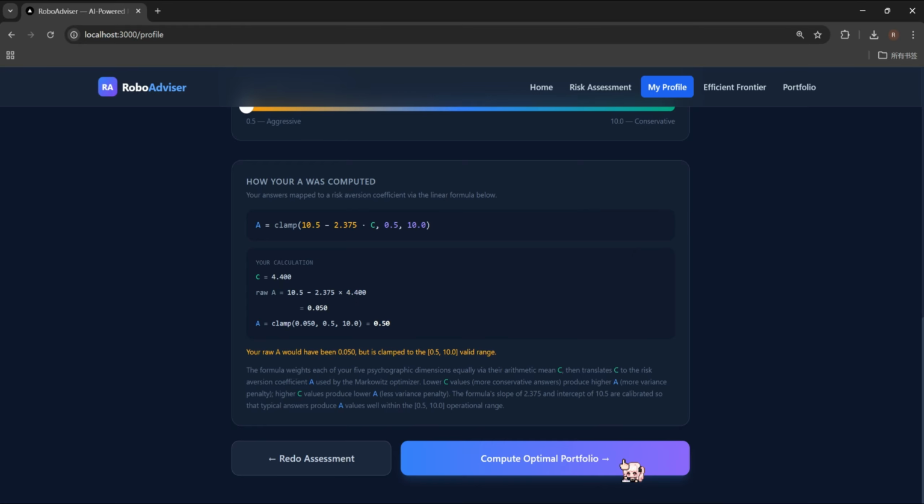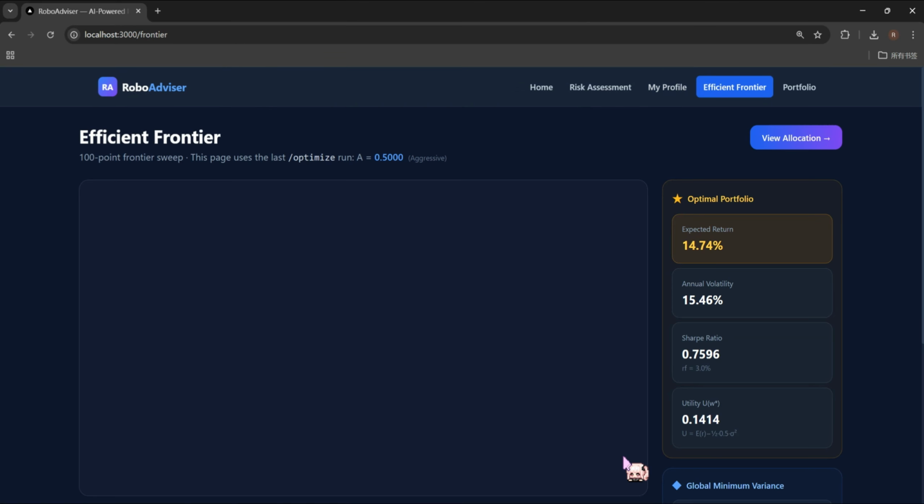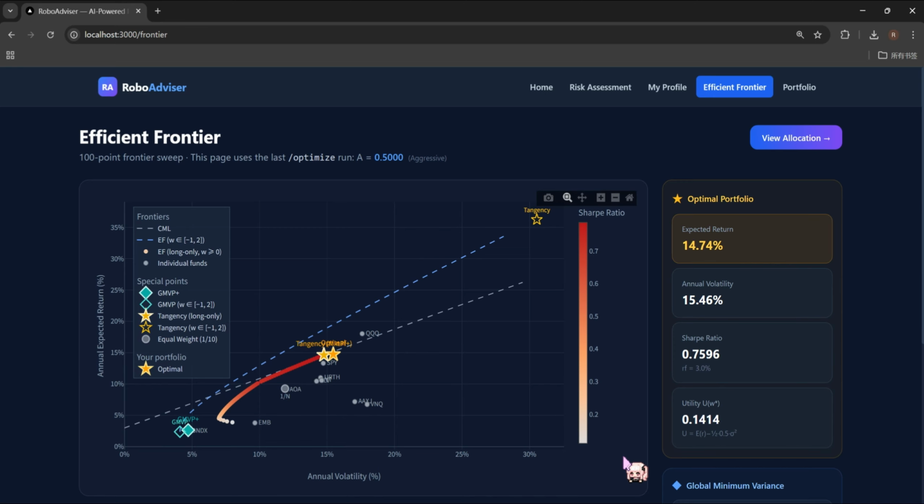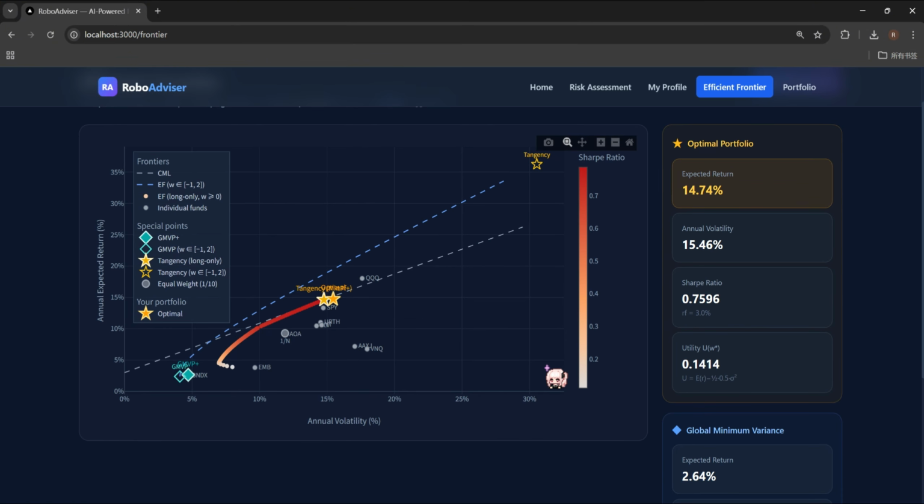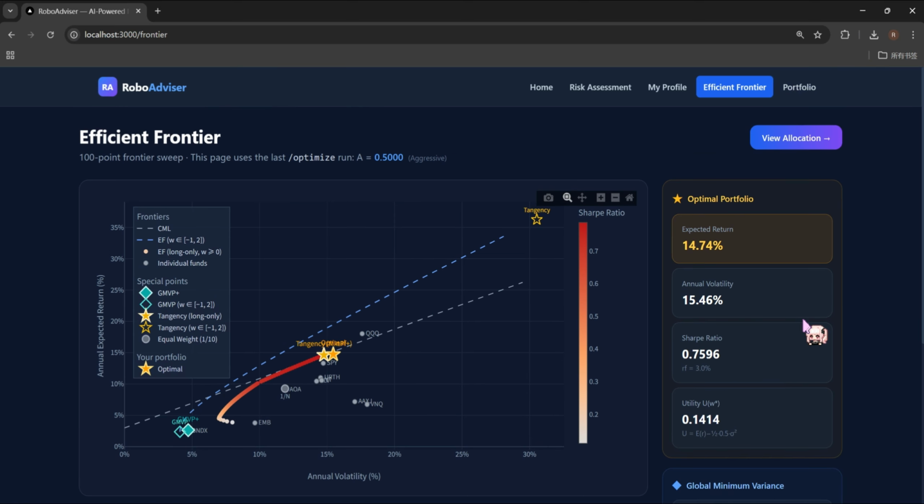On the frontier, the data-driven opportunity set is the same. The full frontier sweep, the global minimum variance and tangency references, and the single fund dots should stay in place because the moments did not change. The moved object is the user's utility maximizing point and the numbers next to it in the sidebar.